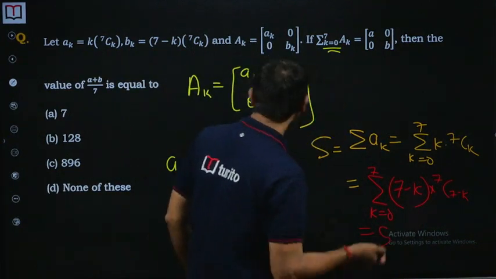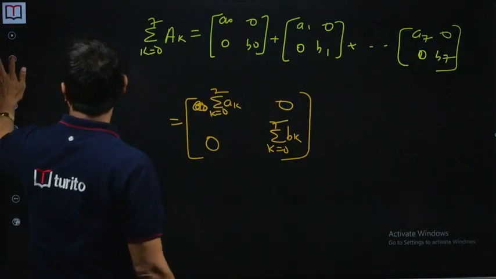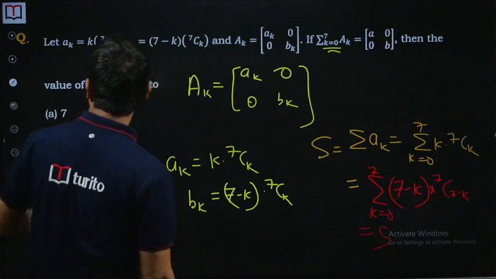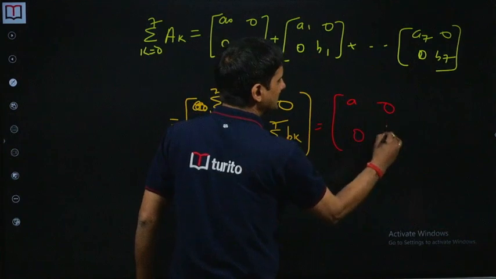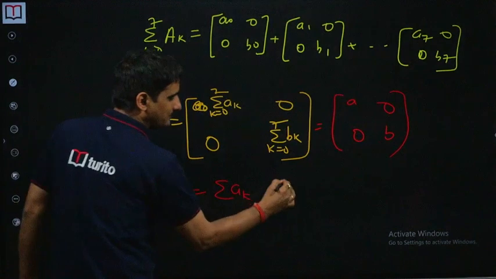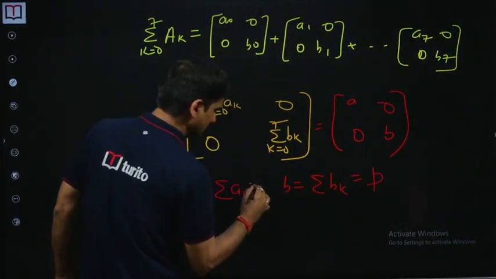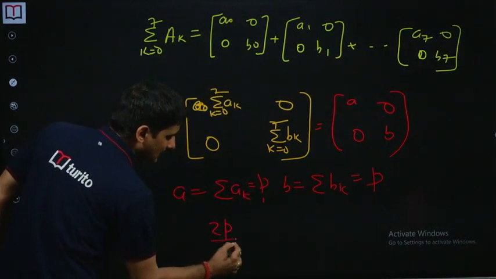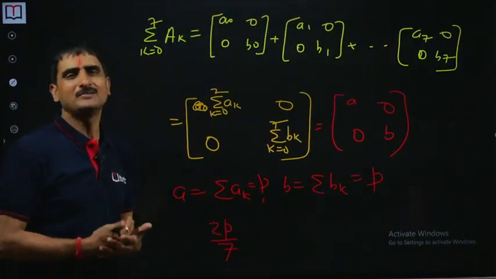So what does that mean? A_K and B_K are both the same. Now the question is then the value of A plus B. Now what is A? A, 0, 0, B. So A is the summation of A_K and B is the summation of B_K, and they are the same. Let's say they are P. So it's 2P by 7. I think that's what they have asked, divided by 7. Now how much is it?